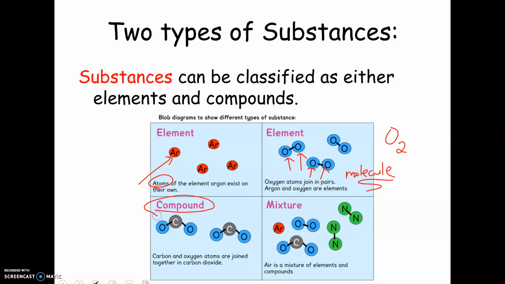A compound, on the other hand, is made of two or more different kinds of atoms. So unlike O2, which is made of only one kind of atom, CO2 would be a compound. This would also be a molecule, by the way. So a molecule technically could be just an elemental molecule where it's just made of a single element, or it could be a compound. But a compound is always made of molecules, and a compound is always going to have a specific ratio. This, on the other hand, is a mixture. It's made of multiple different kinds of atoms and molecules. And this would be an example like air.